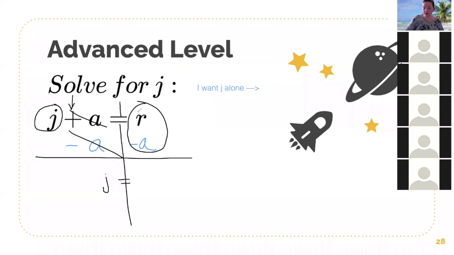So you know what I write? I just say, oh, whatever J is, he's equal to R minus A. When you can't do it, you just write it down. What is R minus A? I don't know, it's R minus A. And you're done. And how do I know that I'm done? J is alone. This is solved.